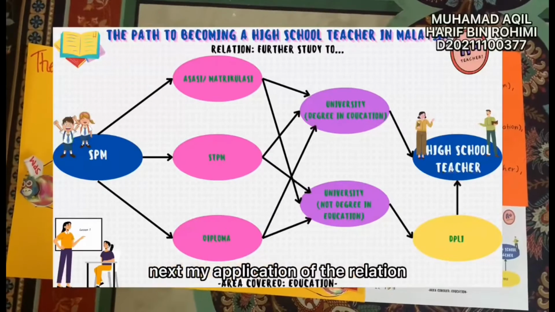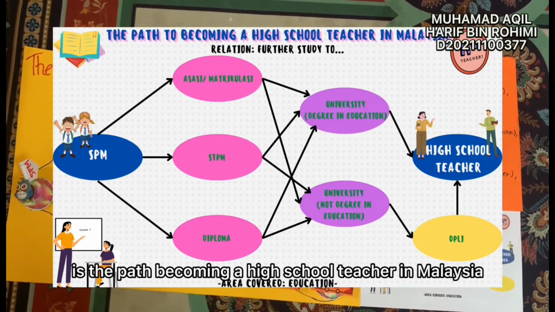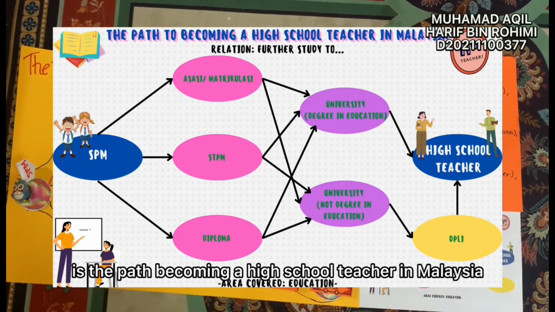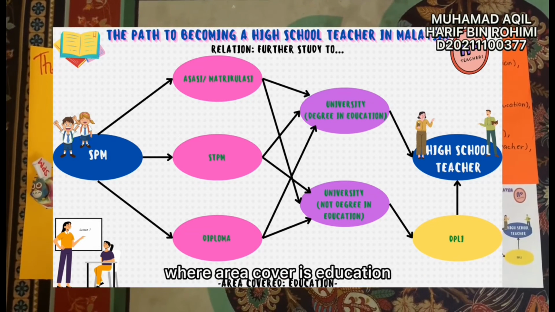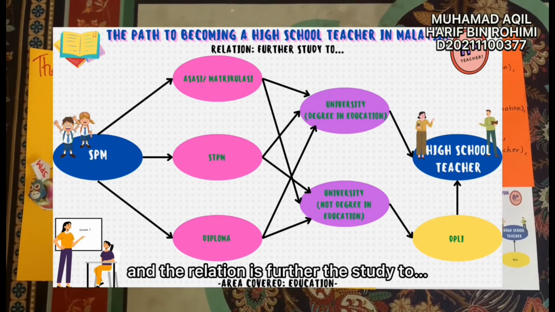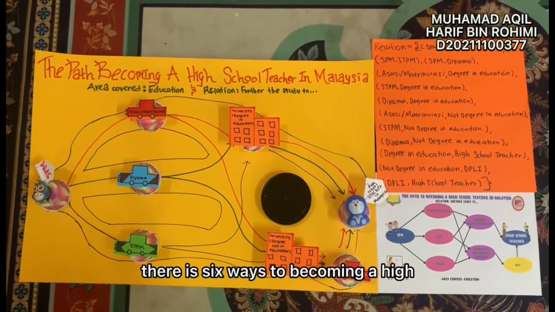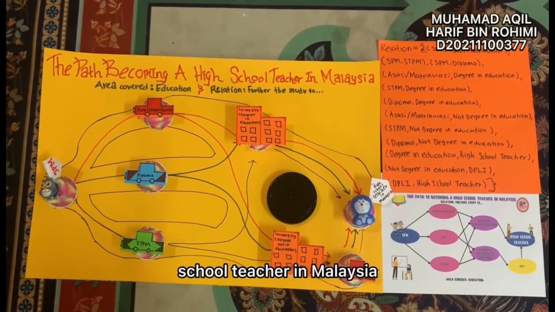Next, my application of the relation is the path to becoming a high school teacher in Malaysia, where the area covered is education and the relation is "further the study to". There are 6 ways to become a high school teacher in Malaysia.